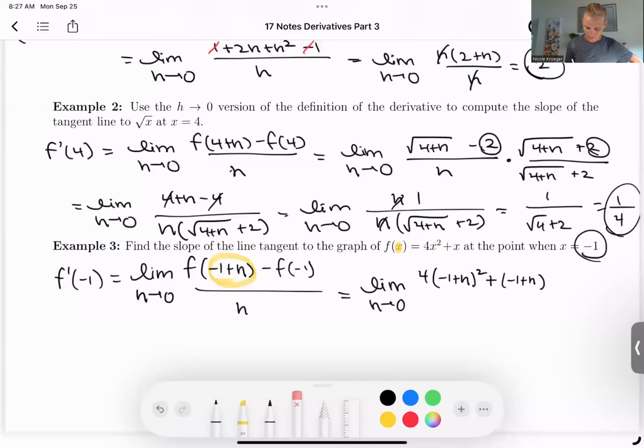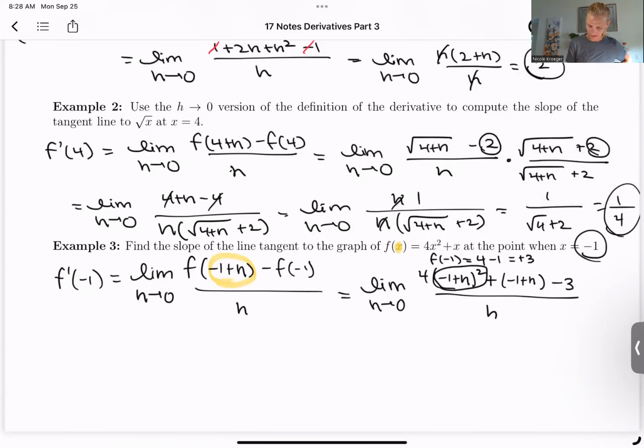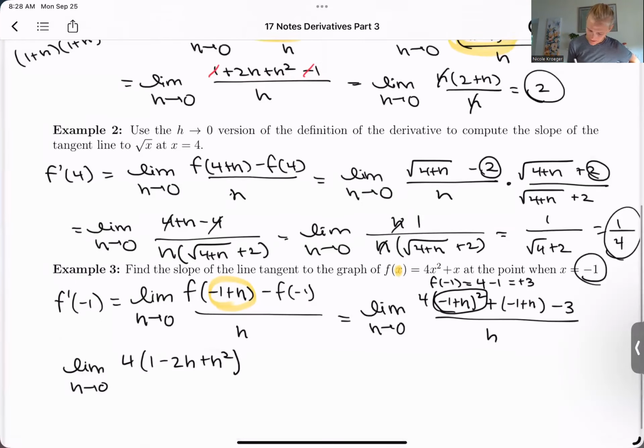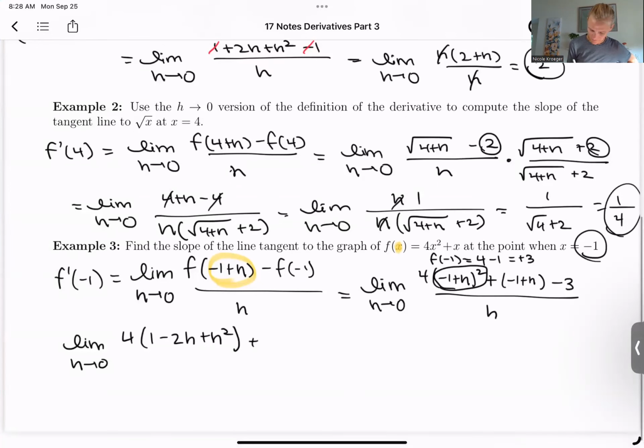So now when I plug -1 into this function, f of -1 is going to give me 4 minus 1, which is 3. So -3 here, all over h. Okay, this looks messy. So I'm going to multiply this guy out like I did in the first problem. So I'm going to have a limit as h approaches 0, 4 times 1 minus 2h plus h squared. If you need to, go ahead and multiply that out in pieces. Then I'm going to get rid of the parentheses because this is all plus. So I'm going to have plus -1 plus h minus 3 all over h.